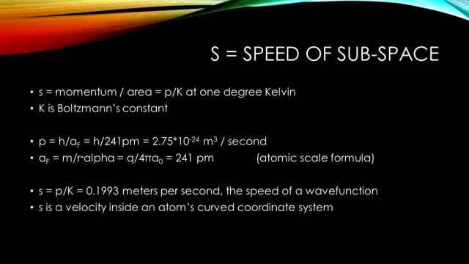The radius being used here, AF, is from the atomic scale formula from last week's video, and that's 241 picometers. So doing that calculation, s equals p over k is about 0.2 meters per second. It's the velocity inside an atom's curved coordinate system.